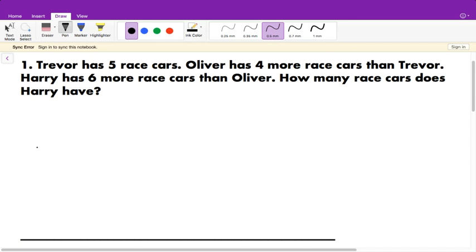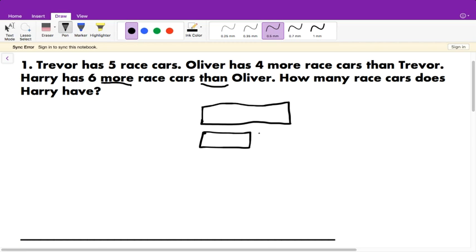Okay, so we're talking about the number of race cars Harry has. Let's go back and find information about Harry in our word problem. If I look at the third sentence, I can see Harry has 6 more race cars than Oliver. So I see more than. That lets me know that Harry is being compared to Oliver. So I'm going to start by drawing compare bars.